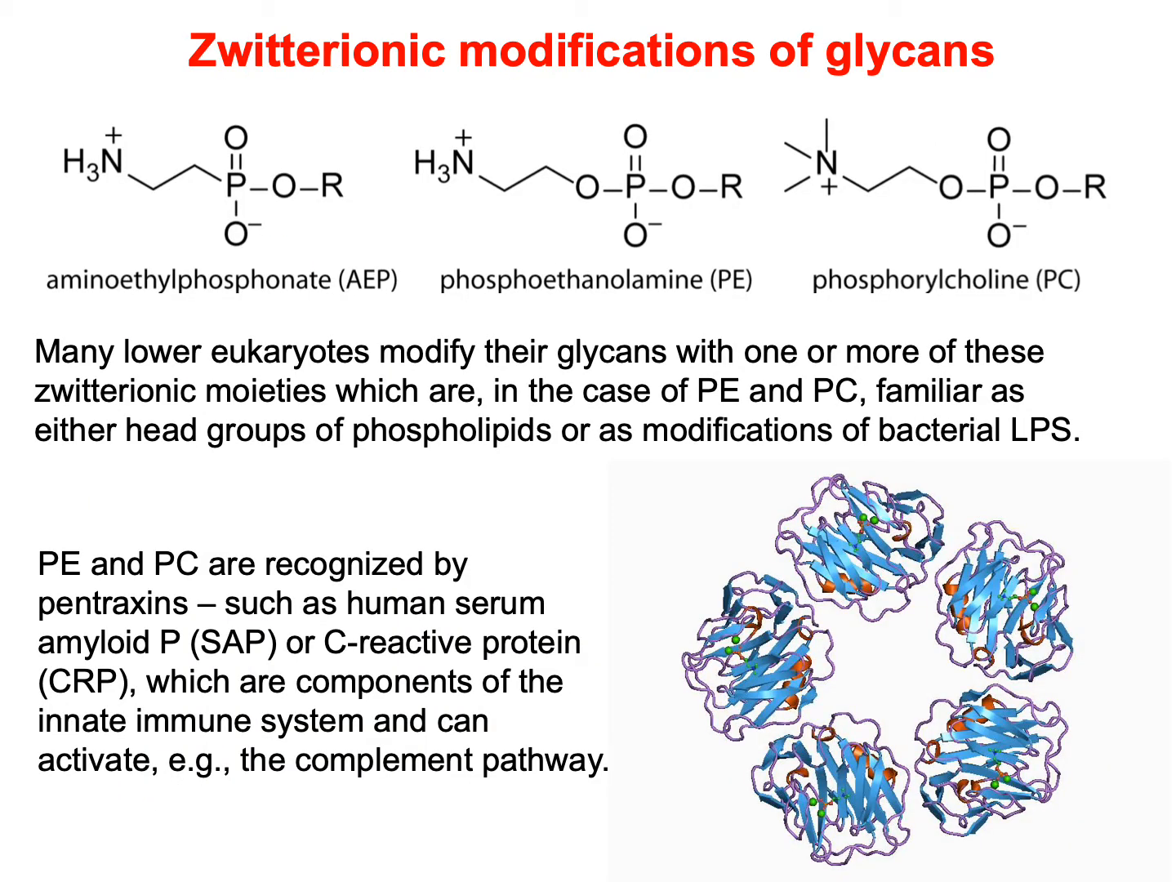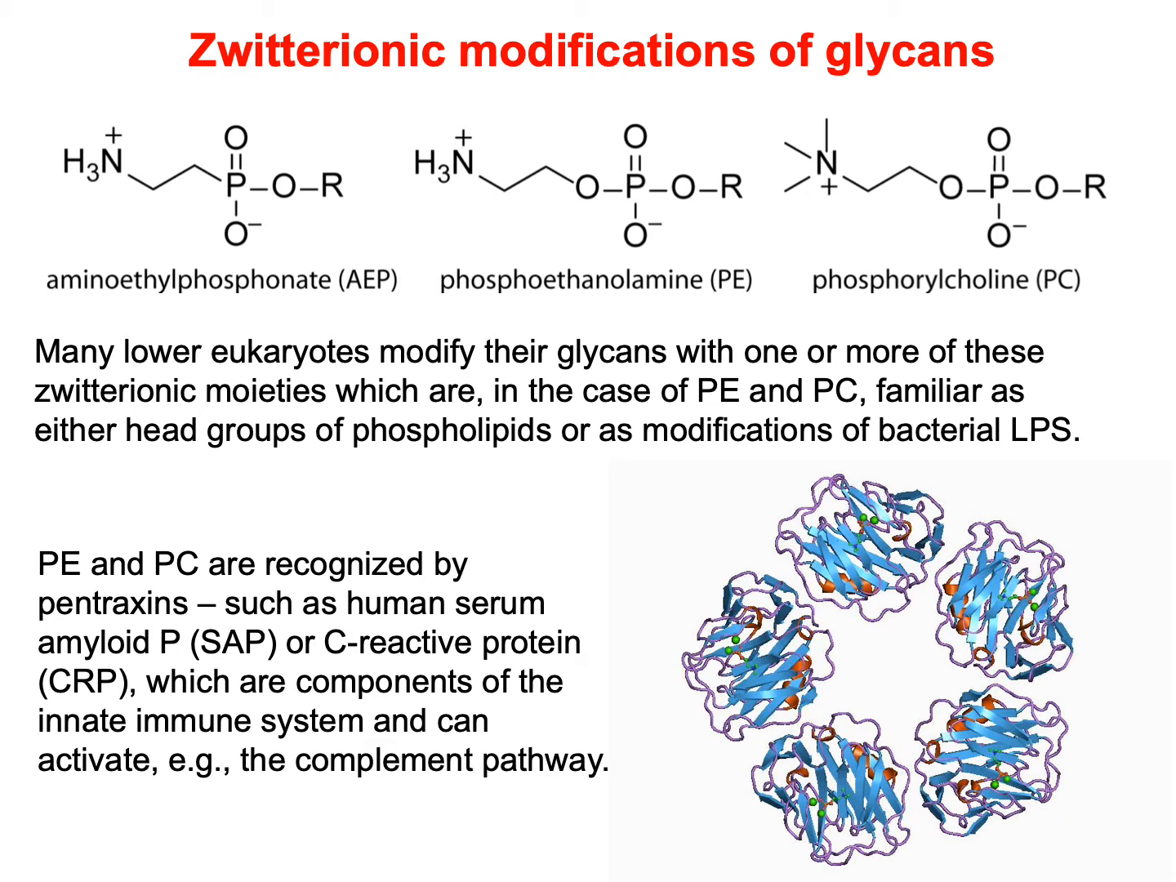Now, aminoethyl phosphonate, phosphoethanolamine, and phosphorylcholine are zwitterionic modifications, which means they have a positive and a negative charged character. And our studies do show that many lower eukaryotes do modify their glycans with these groups.